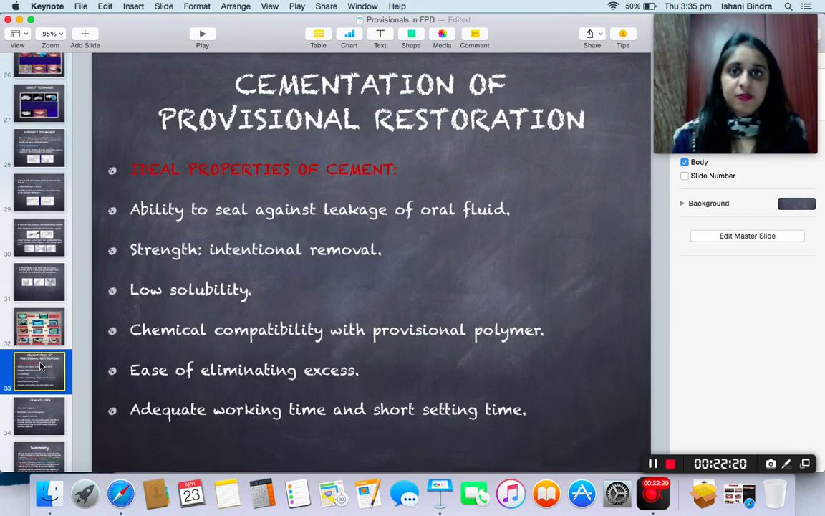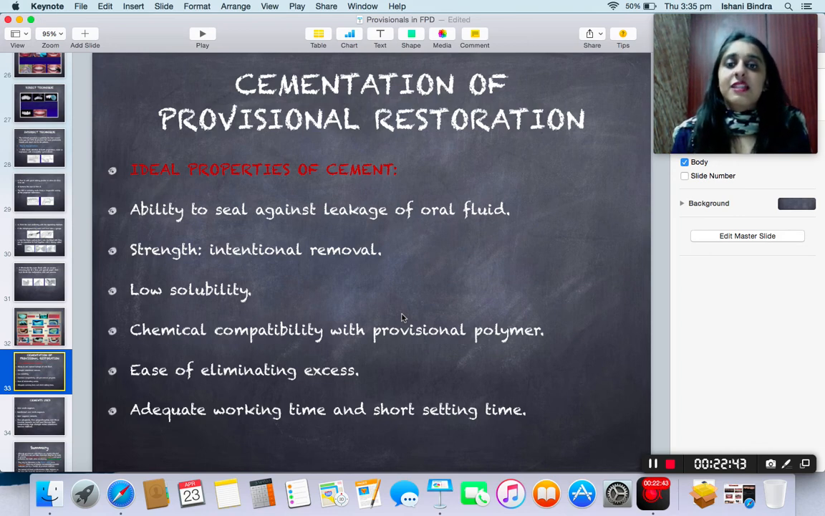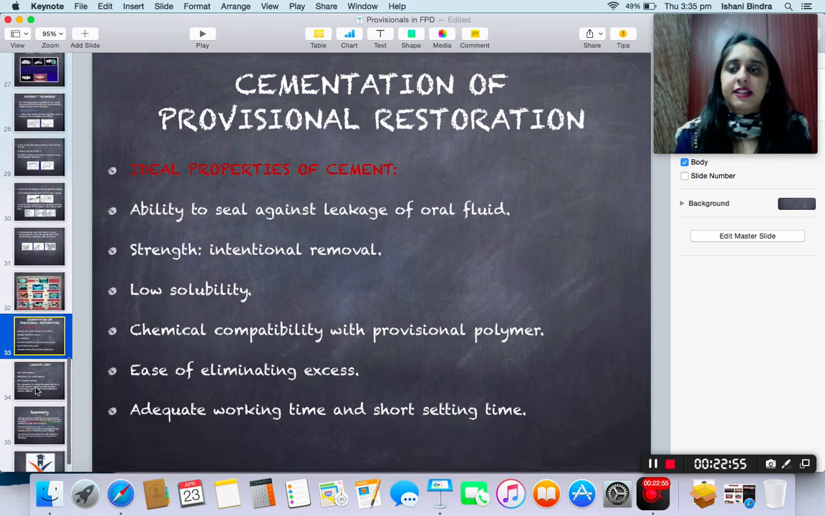How do we cement the provisional restorations? We do not want to cement the provisional restorations with a permanent cement. So the ideal properties of the cement which we are using are the ability to seal against leakage of oral fluid. It should have good strength, but the strength should be such that when we have intentional removal of the provisional restoration, it should easily facilitate the removal. It should have low solubility in the oral environment, good chemical compatibility with the provisional polymer, ease of eliminating excess, and adequate working time but short setting time.